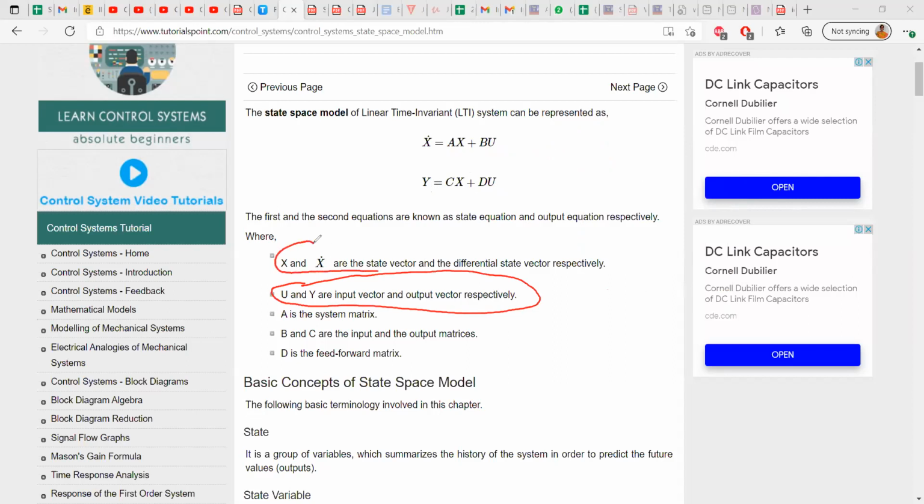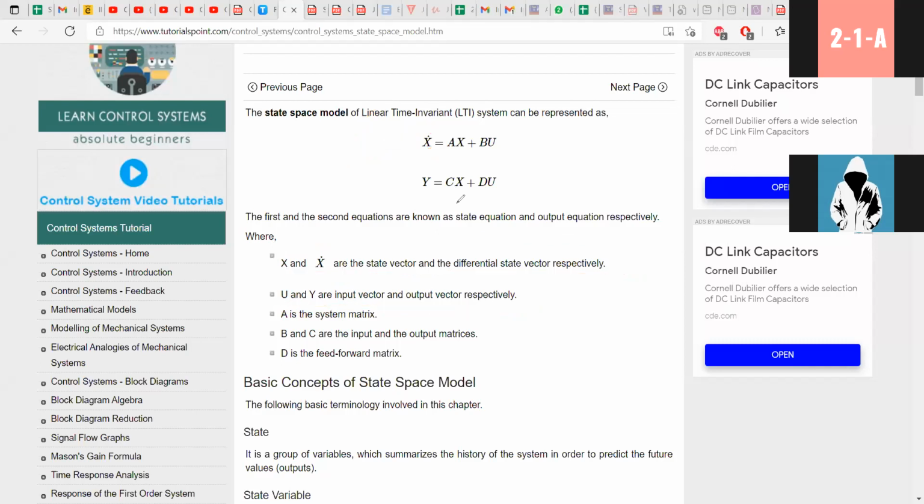X and x dot are the state vector and differential state vector, already discussed. X dot is nothing but dx by dt, where x is the state vector and x dot is the differential state vector. A, B, C, D, these four are the matrices. A is the system matrix, B and C are the input and output matrices, and D is the feed forward matrix. So this is the standard representation of the state space model.